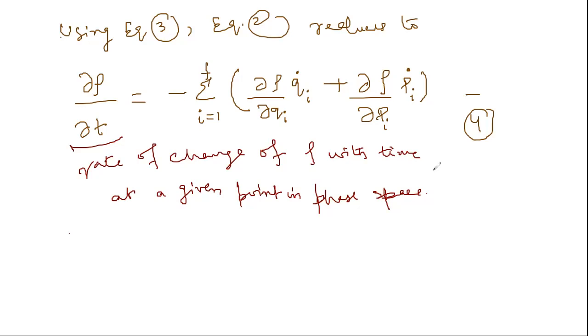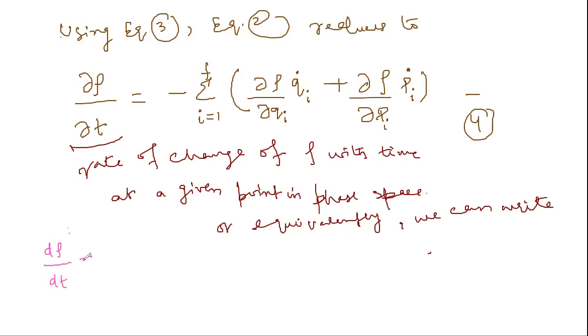Now, we want to find the total derivative of rho with time. So what will be that? Let me write it first. Or equivalently, we can write, change the color to distinguish the equation. Equivalently, I write this. D rho by dt. Now it is d rho by dt, understand it. It is now the total derivative of density function with time.